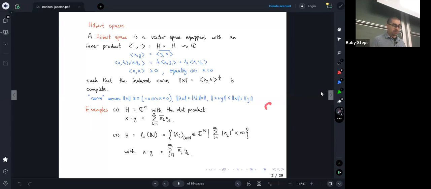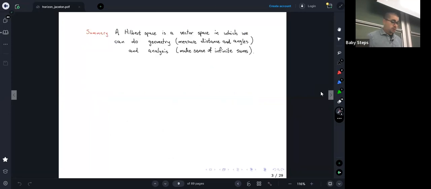All right, and by the way, these examples describe up to isomorphism every Hilbert space of dimension at most countably infinite. Keep these ones in mind. So just to summarize what kind of a structure a Hilbert space is, it's a vector space in which we can do geometry, meaning we can measure lengths by the norm and angles by the inner product. And we can also do analysis. We can make sense of convergent sequences and in particular convergent series.